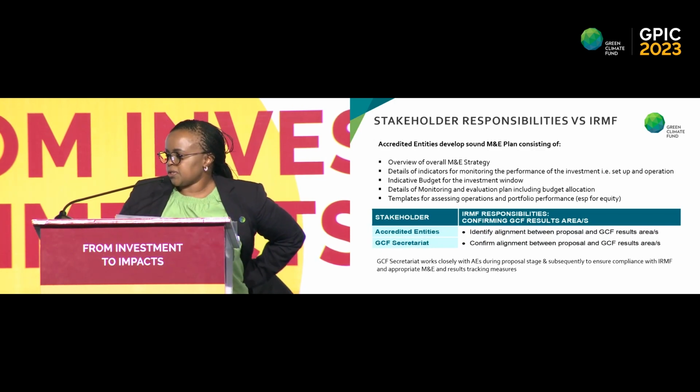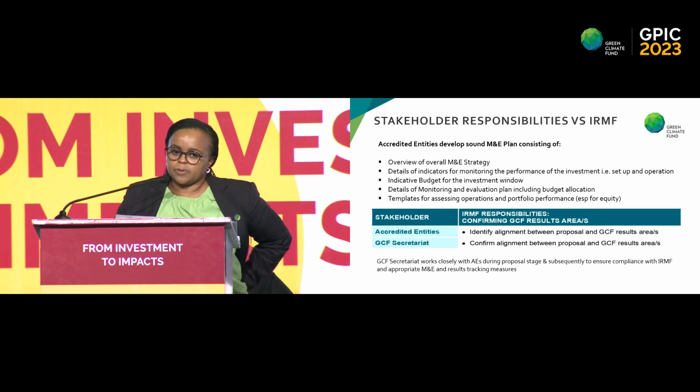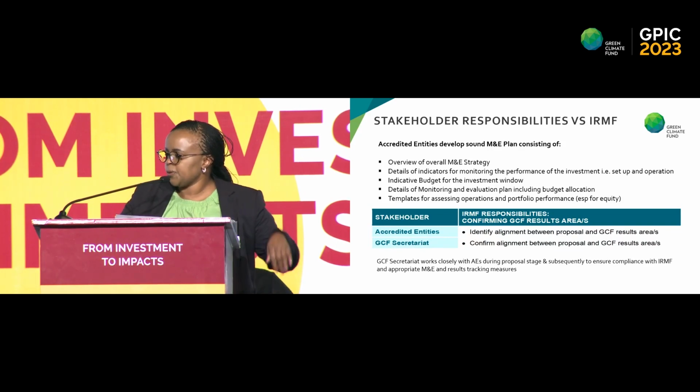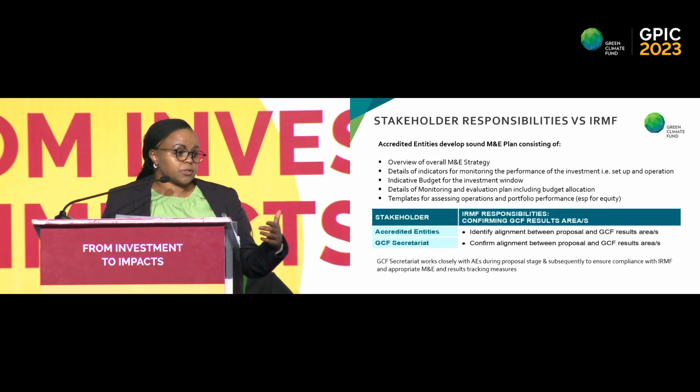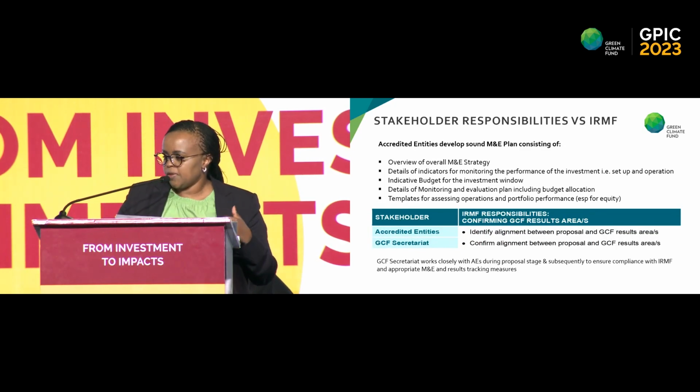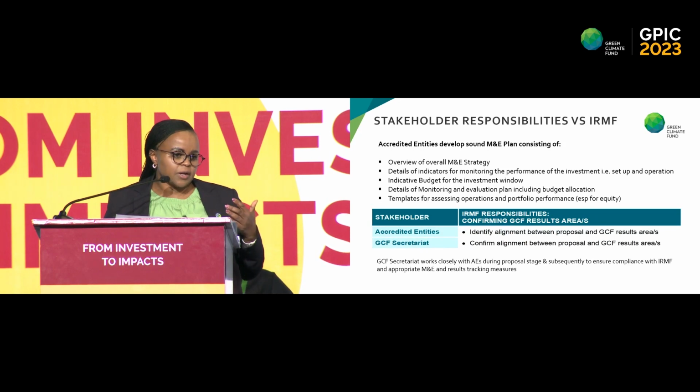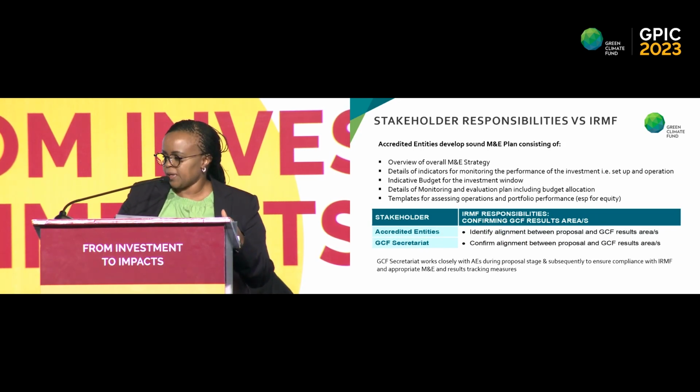So with regard to our results framework, the roles and responsibilities of our entities and GCF are different. The first one is that for accredited entities, we want you to be able to tell us the linkage between what you're proposing and the results areas and the results that you're looking for within our framework. And then from our side, we'll check and verify that this is aligned. So it's really more or less like we work with you in that respect.